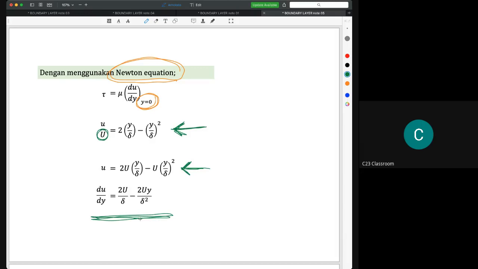And then, because we have a condition which is y equal to 0, we need to substitute the value of y here with y equal to 0.